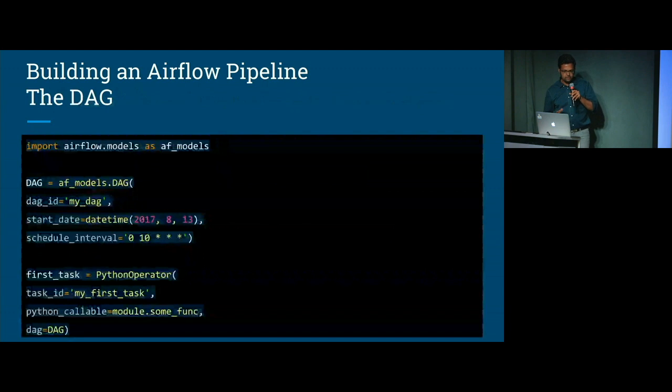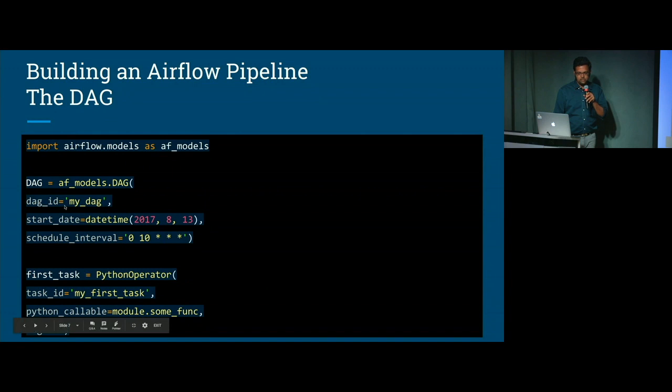Let's take a very small example of what a DAG really looks like. It's basically a Python file. You instantiate a DAG object, which tells you what the DAG ID will be and what the start date and the schedule interval would be. The schedule interval is just a cron expression of how frequently this DAG will be scheduled, and the start date tells the scheduler from what time it should start running. So in this case, the DAG will run at 10 a.m. UTC from August 13th, right?